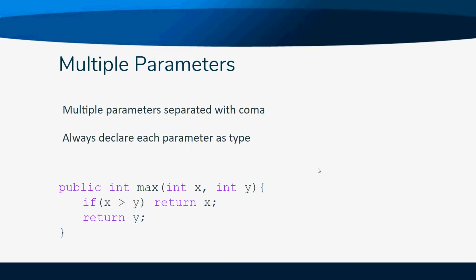Okay, let's do another one. Oh yeah, multiple parameters. You have multiple parameters in this one. You have an int x and an int y. You do have to separate them with a comma, and you have to put in what type of value they are for each parameter. You can't just say int x comma y. You have to say int x comma int y.